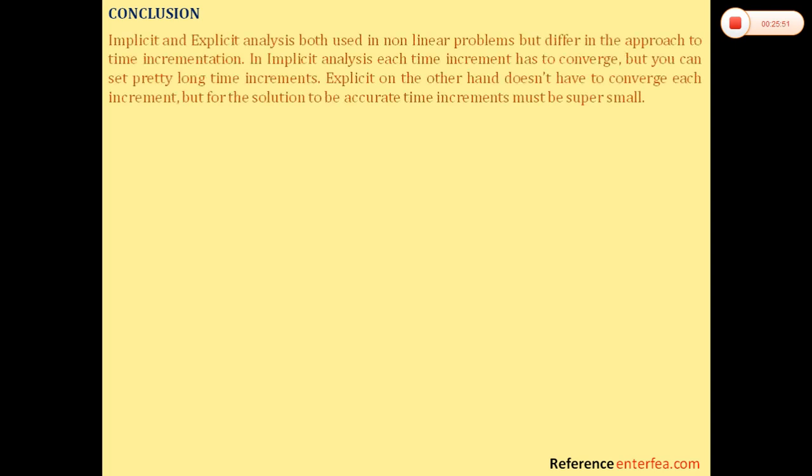So what can we conclude from implicit and explicit? Implicit and explicit analysis are both used in nonlinear problems. Okay, both are used for time dependent problems. One thing is clear, implicit as well as explicit, but they differ in the approach. Okay, their style of solving, their method of solving, is different. In implicit analysis, each time increment has to converge, but you can set a pretty long time increment.